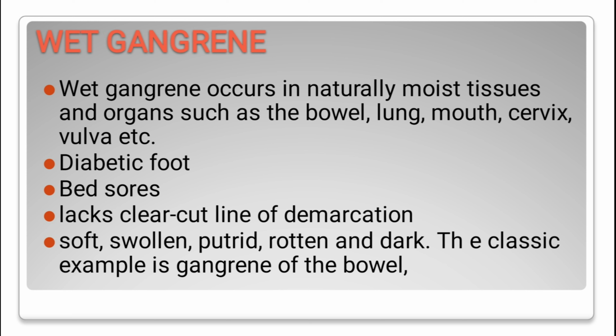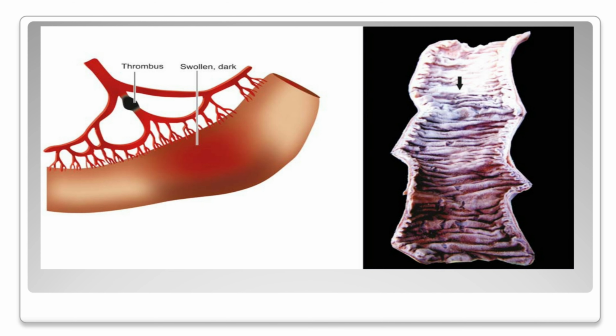The classic example for wet gangrene is the bowel, commonly due to strangulated hernia and intussusception. Here is a picture showing wet gangrene of the small bowel. The affected part is soft, swollen, and dark. The line of demarcation between the gangrenous part and the viable part is not clear cut, as in dry gangrene.